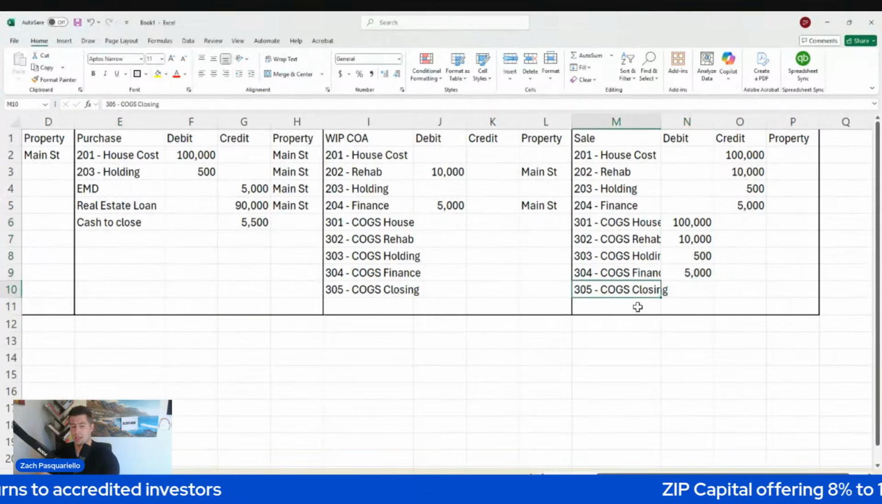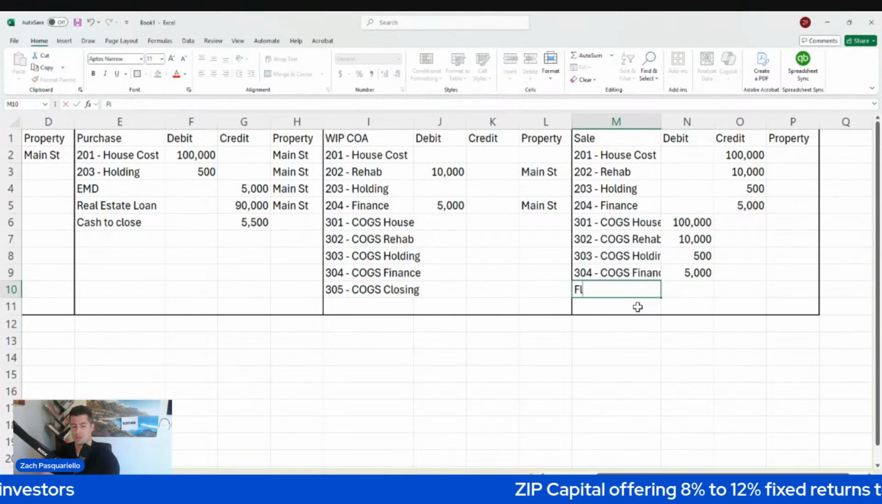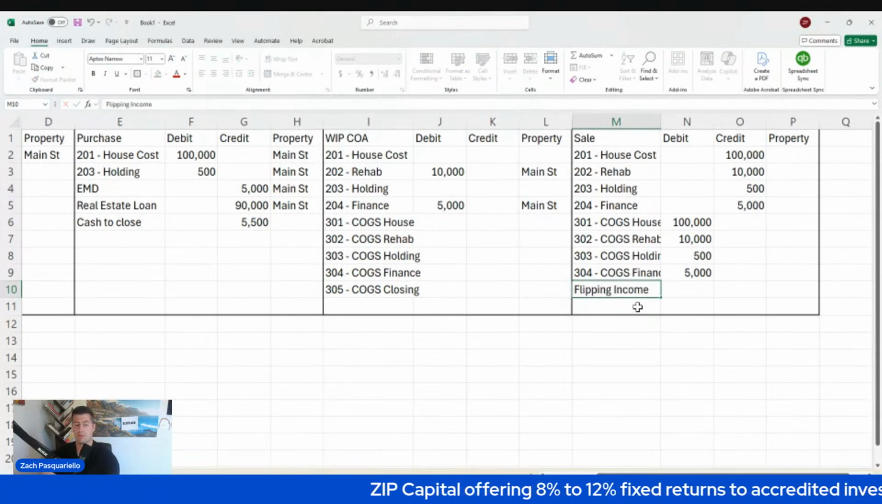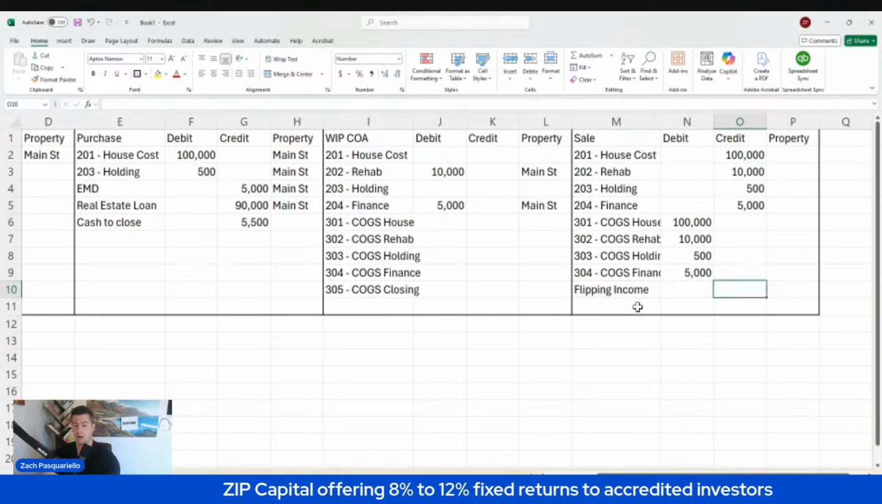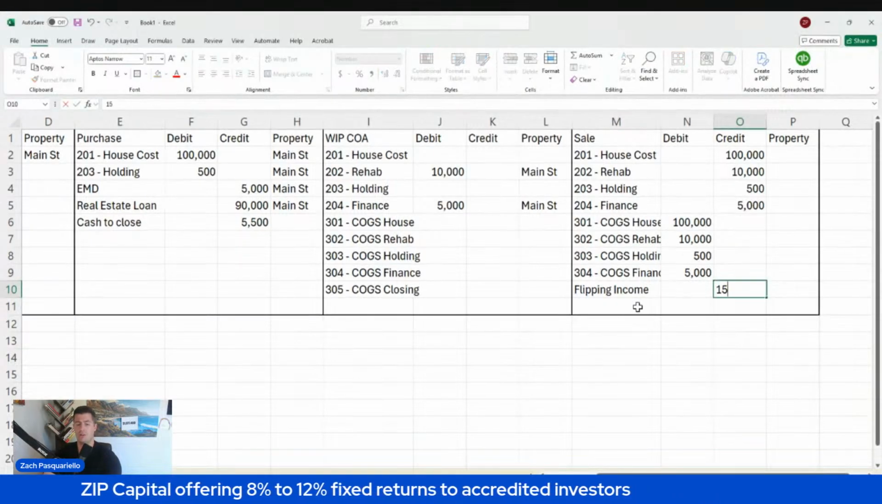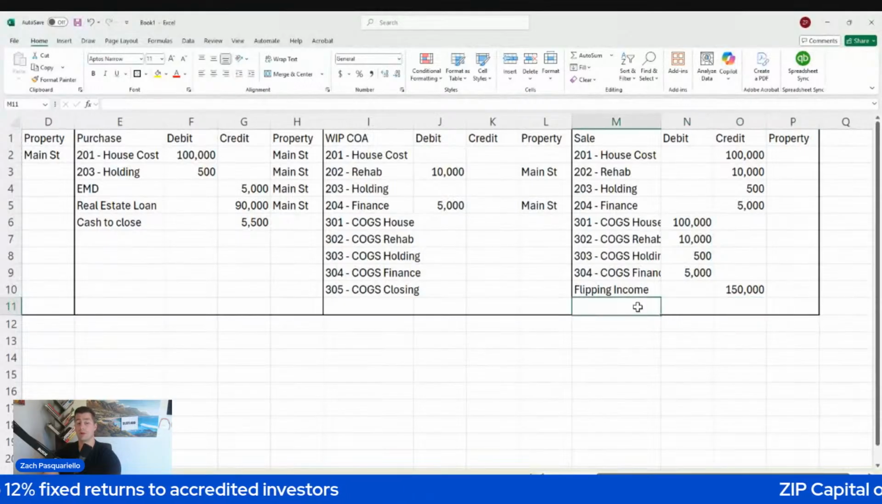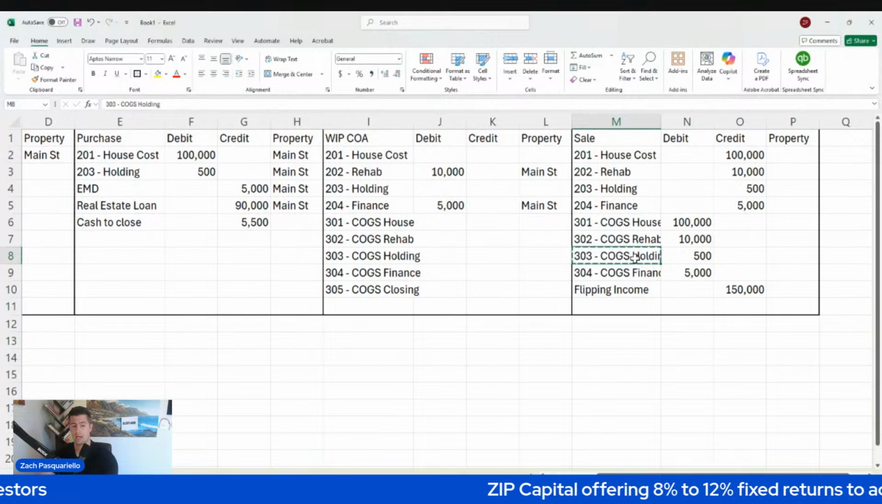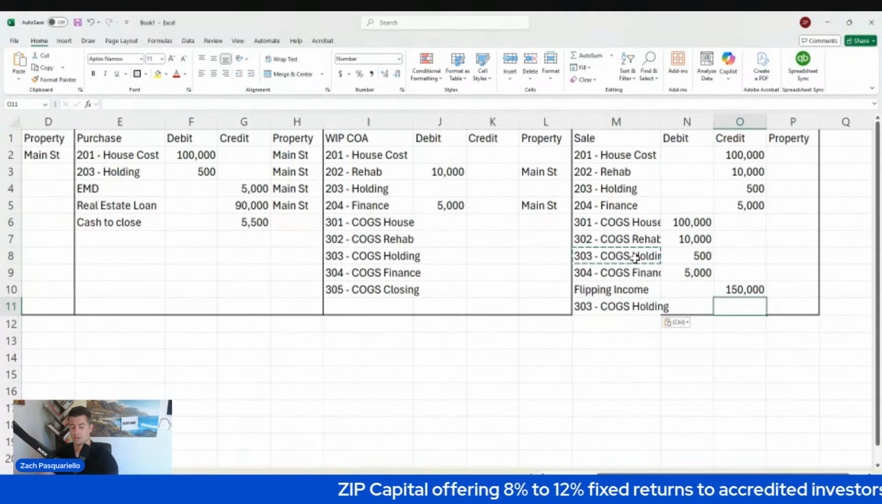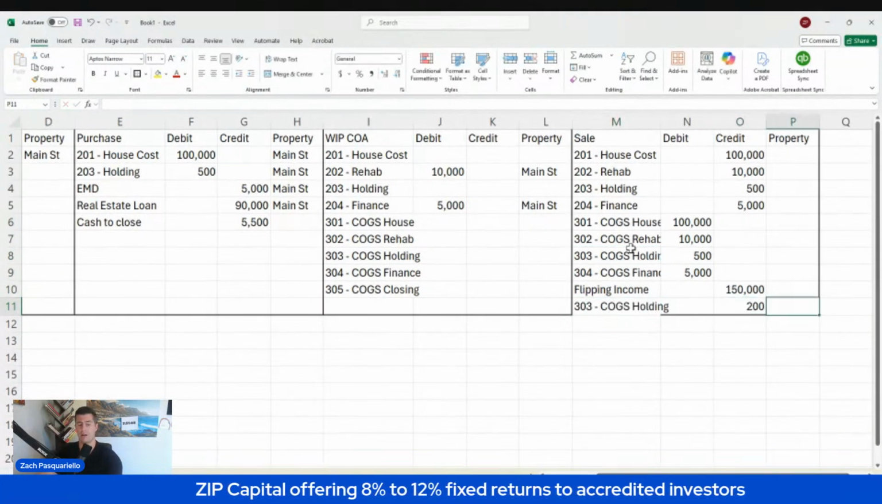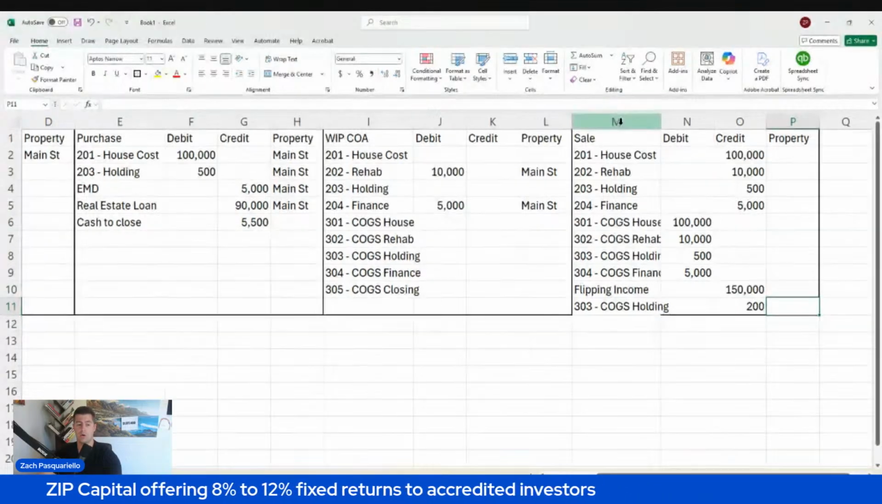Now let's just go straight to the HUD. So now let's look at flipping income, top line. How much did you get paid for this property? Let's call it, I don't know, 150,000. And then sometimes we get reimbursed for holding costs. So sometimes you might have overpaid in property taxes. So let's just say you got reimbursed, I don't know, $200 in holding costs.